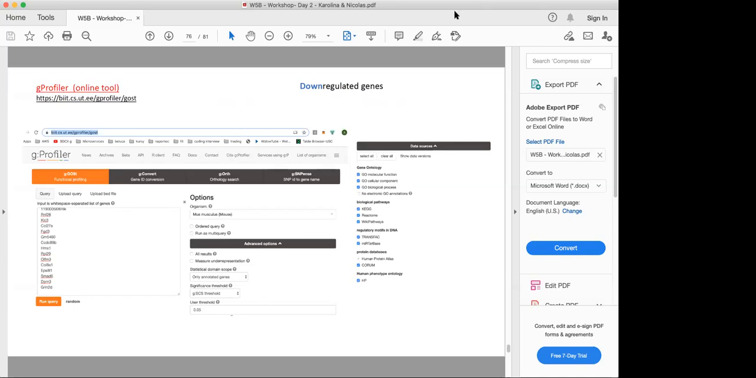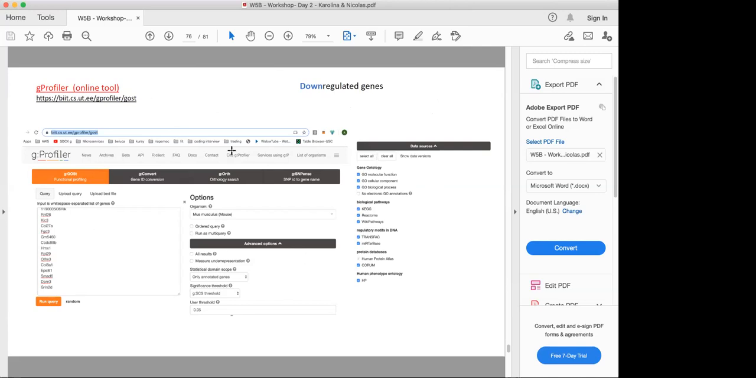gProfiler actually has two versions. One is the online one, and one is with the coding. We will be using the coding one, but actually, for the most recent years, I've never used coding ones because the online tools are so much more convenient, so much faster and easier, and give you such nice visualizations. Personally and among my friends, coding is very little used. Maybe one out of ten of my friends would use it. So we go mostly for the online.